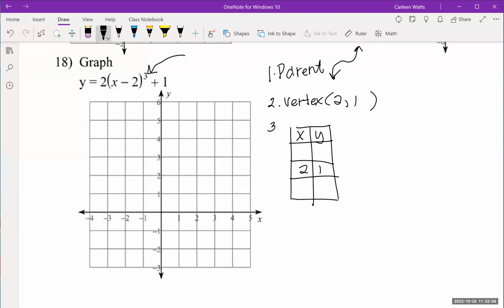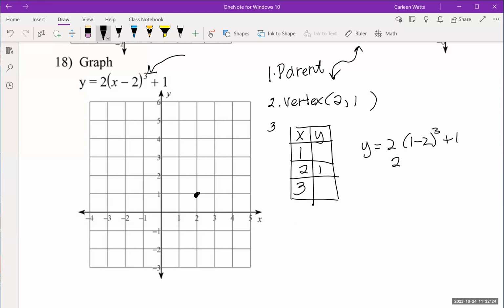Okay. 2, 1. 1 to the left is 1. 1 to the right is 3. Y equals 2 times (1 minus 2) cubed plus 1. We can just plug that right into the calculator.